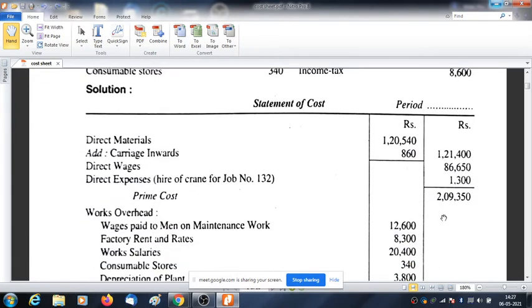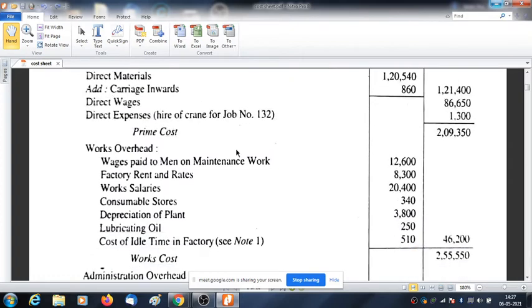Now let us see the solution. Direct material, you can see we have added carriage inward as I told you. Direct wages, direct expense. Prime cost means the total of all direct costs. Keep in mind, prime cost means the total of all direct costs. Direct cost comprises direct material, direct wages, and direct expenses. Next comes works overhead. Works overhead means all indirect expenses, that is indirect material, indirect wages, and indirect expenses. This I have already discussed. And cost of idle time they have taken.